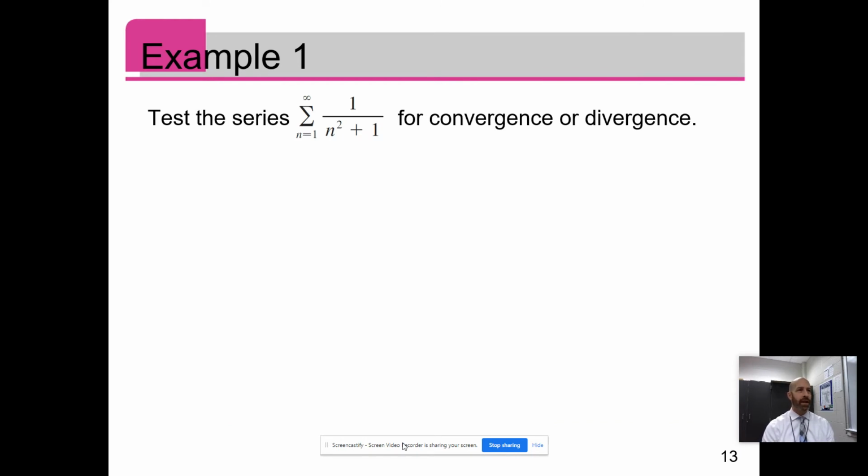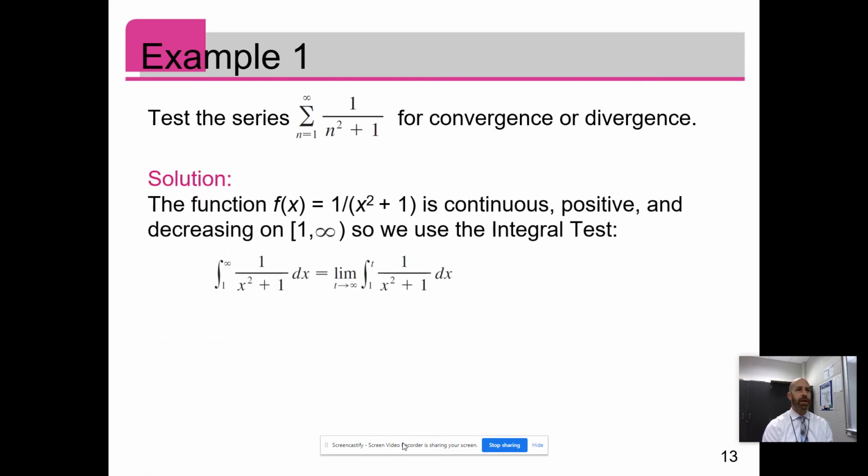So test the series. The infinite series, 1 over n squared plus 1, we're going to determine if it's convergent or divergent. So the function that we're going to use here, instead of 1 over n squared plus 1, is f of x equals 1 over x squared plus 1, which is the same function, but just in terms of x, and we're going to write it as a function. It is continuous, it is positive, and it is decreasing. Now, decreasing means that as we go further down the line, the value of y is smaller. So we can go ahead and apply the integral test here.